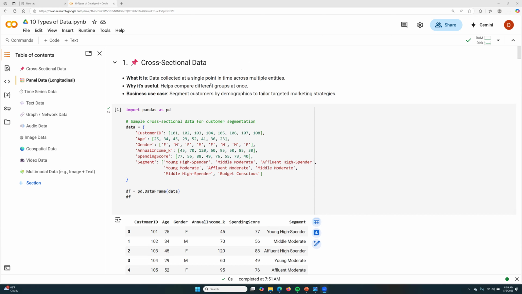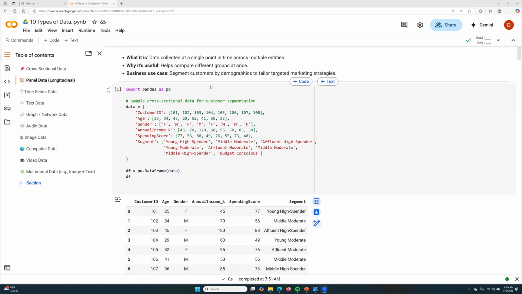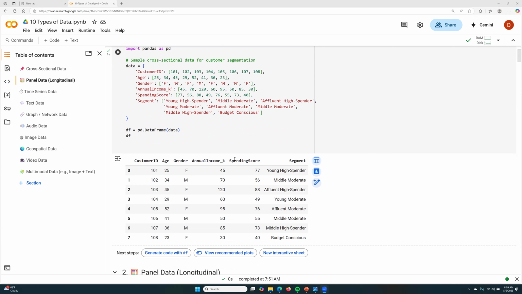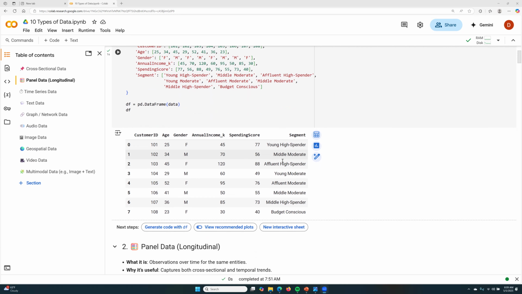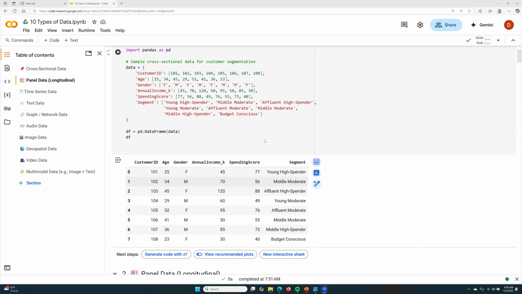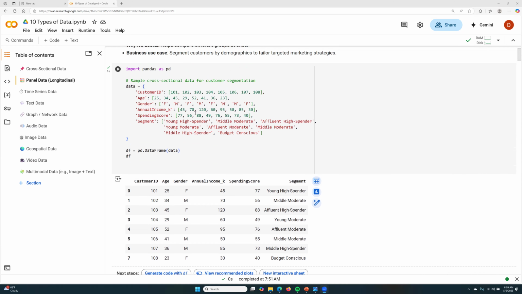So for example, a business use case would be segmenting customers based on demographics. You could see here that we segment them based on their annual income and a spending score. We see young high spender, middle moderate, affluent high spender, young moderate, and so forth. This is helpful in the sense that we could target specific marketing strategies towards different types of people.